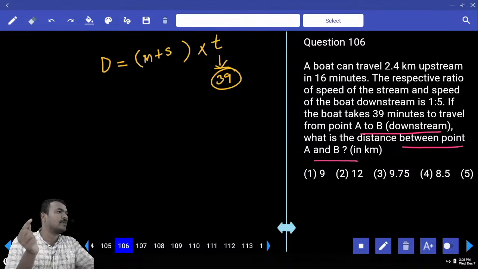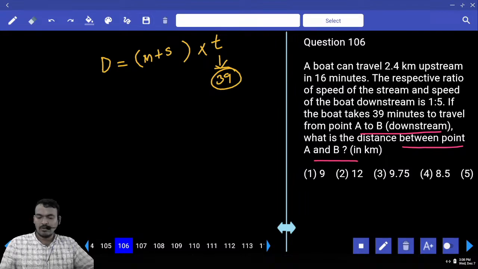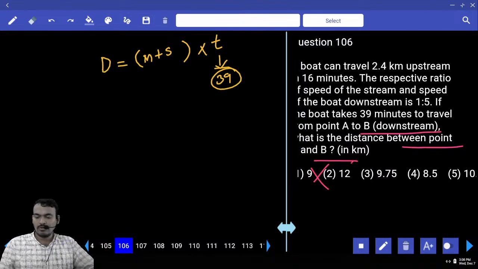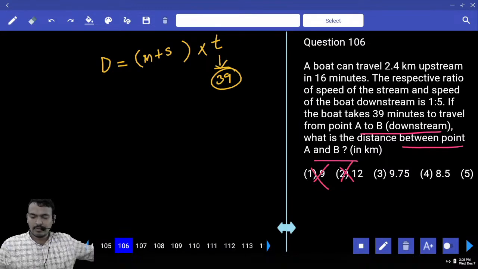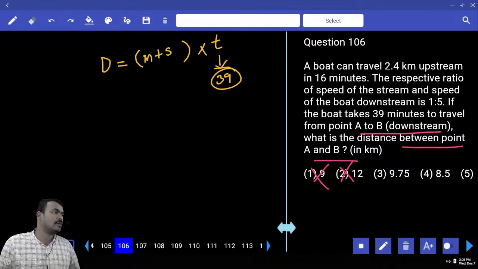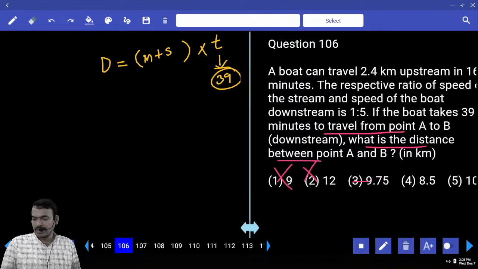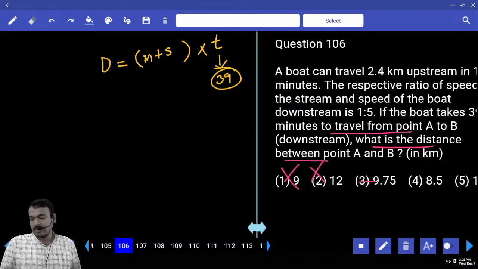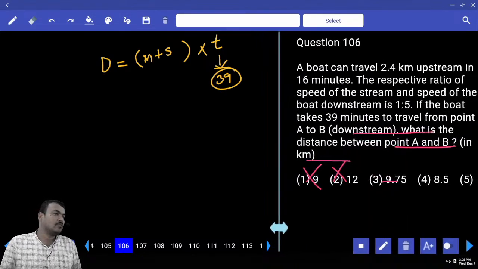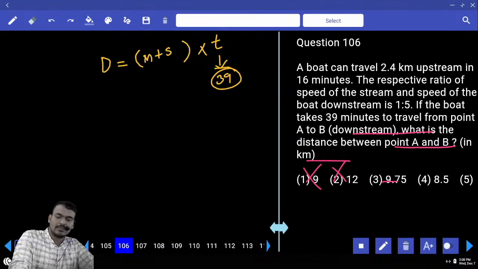The answer must be a multiple of 13. First option, a multiple of 13? No. Second option? No. Third one? Yes, 13 times 7 is 91. Remaining, 65, a multiple of 13? Next, 85, a multiple of 13? No. Last one, 10, a multiple of 13? No. The answer is only 9.75.